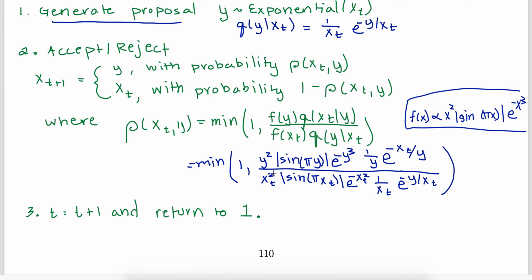All right, don't worry about how awful that looks. R will take care of it for us. All right, so we're going to accept or reject according to this probability, and then repeat again. Go back to 1 and generate our next time step.